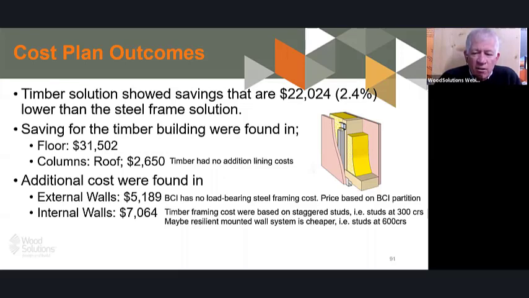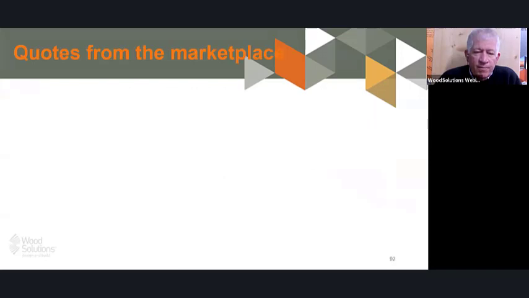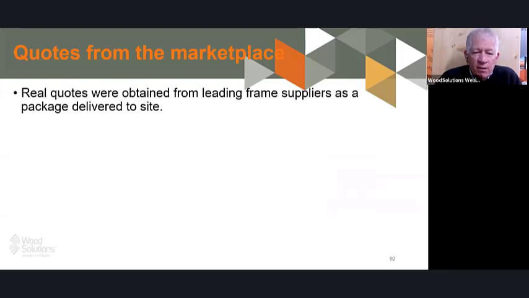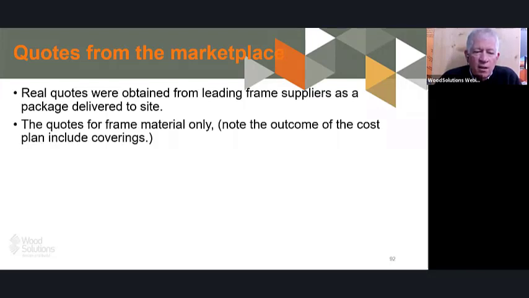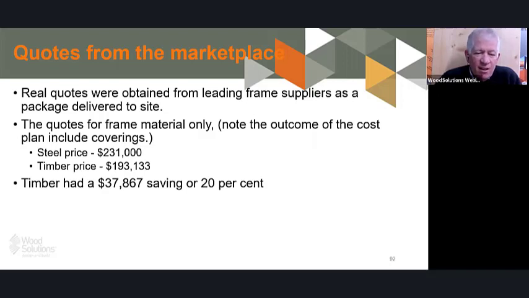But we did find that the costings for the timber were a bit beyond the market. So what we did was we got a price from the market. Real quotes were obtained, done at arm's length, so no one knew who was actually asking for the price, and it was just for the frame material only. The steel price was $231, and the timber price $193. So they kind of pointed to there being an option. Timber can be cheaper, but it's the use of those floor joists where it made a difference. So a bit of saving in the cost plan.